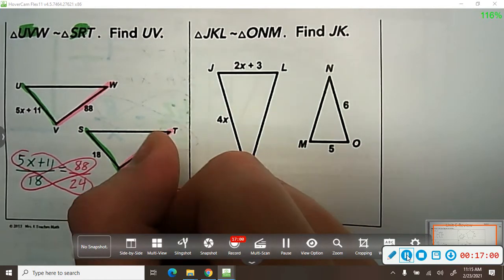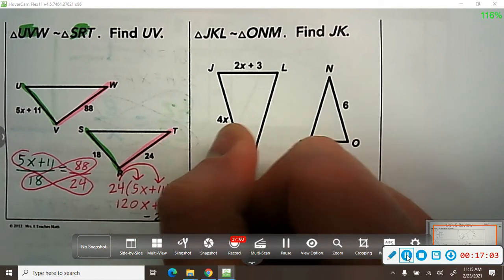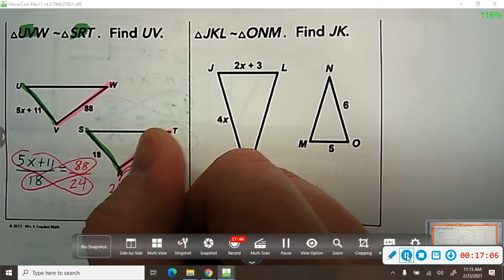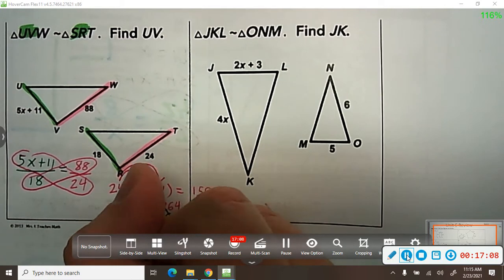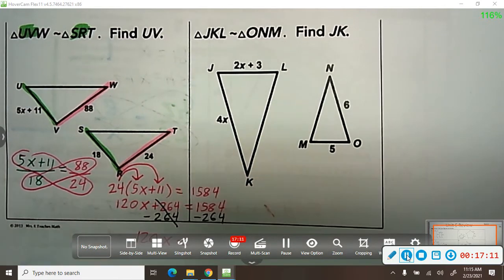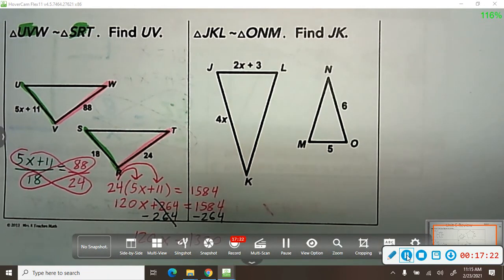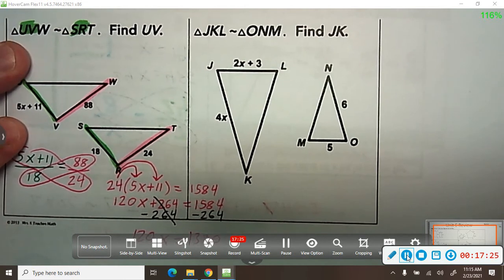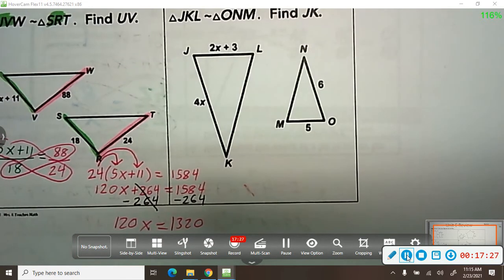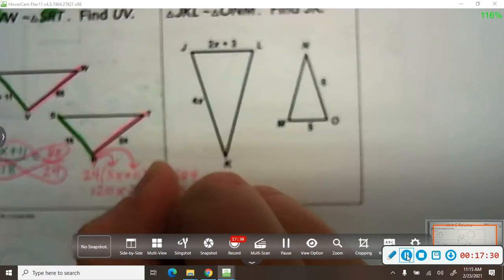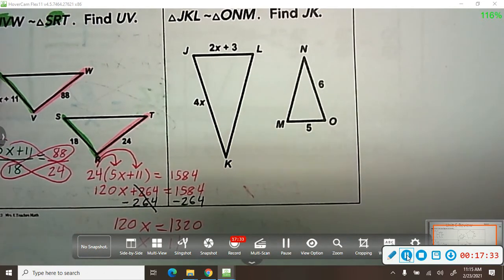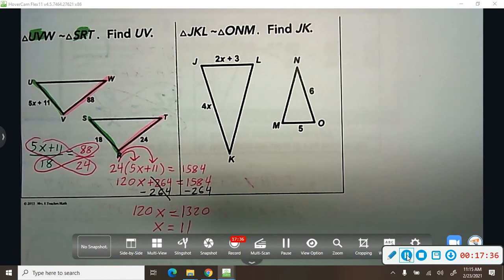I then subtract off 264 from both sides. 1584 minus 264 is 1320. Take 1320 divided by 120, and I get 11. So x is 11. And if they ask you for the value of x, you'd say the answer is 11.